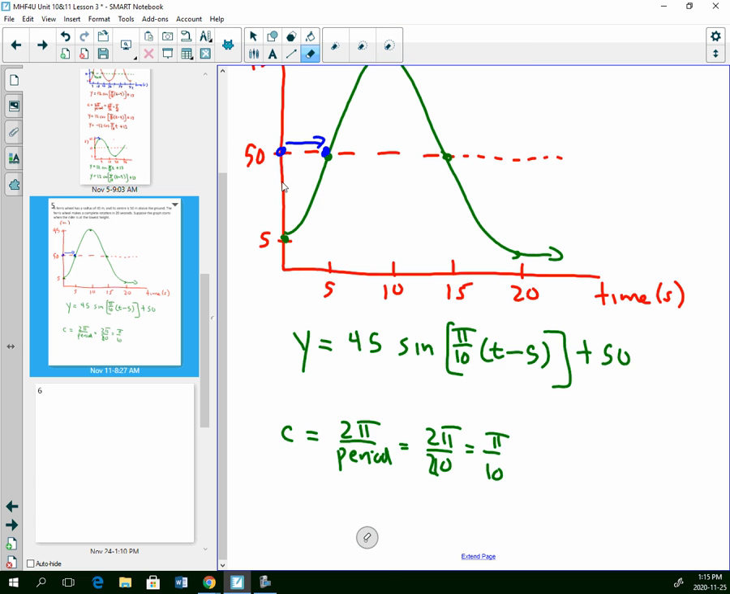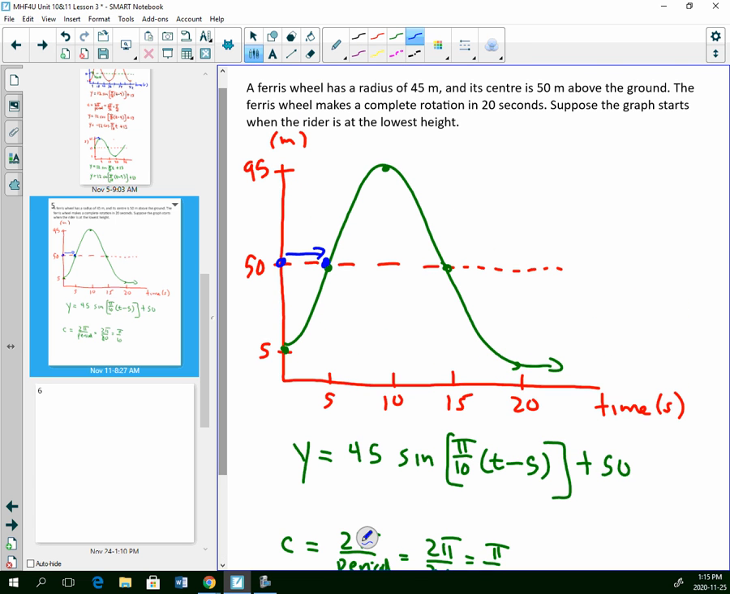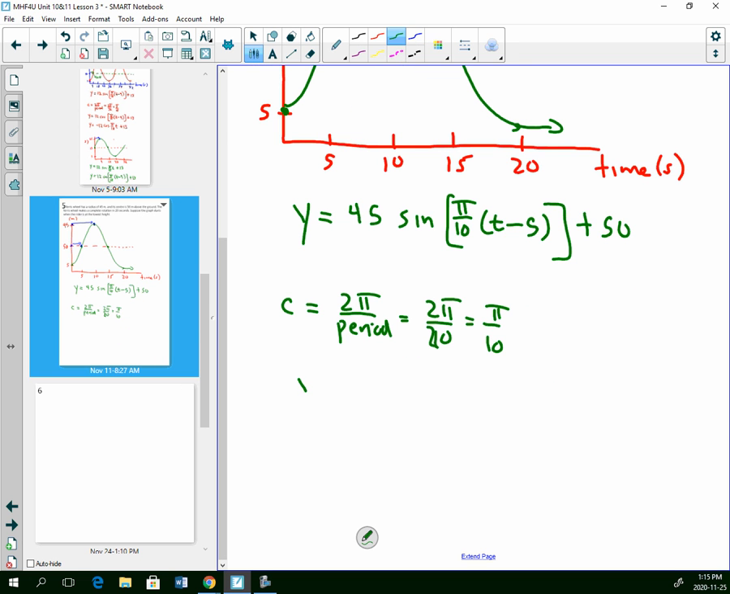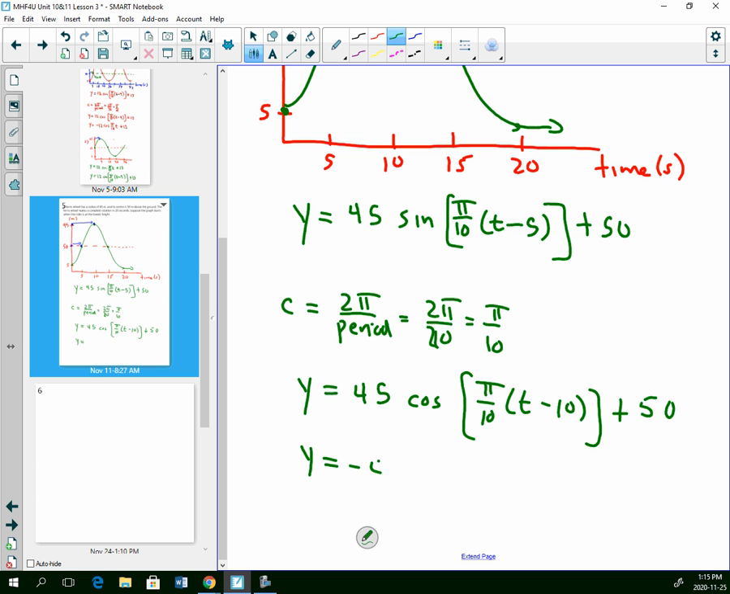If it's cosine, the only difference with cosine is where it starts. Cosine starts at the top. So that's been shifted to the right 10. So everything else should stay the same if I use cosine. So radius of 45, cosine, C value stays the same. It's shifted right 10 and up 50, or we could also do that vertical reflection with cosine, and then we don't have to do a horizontal shift. Right? So any of those three options would be the ones that I would use.